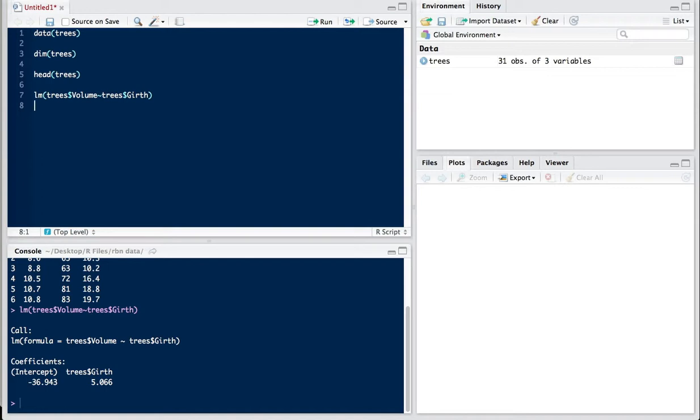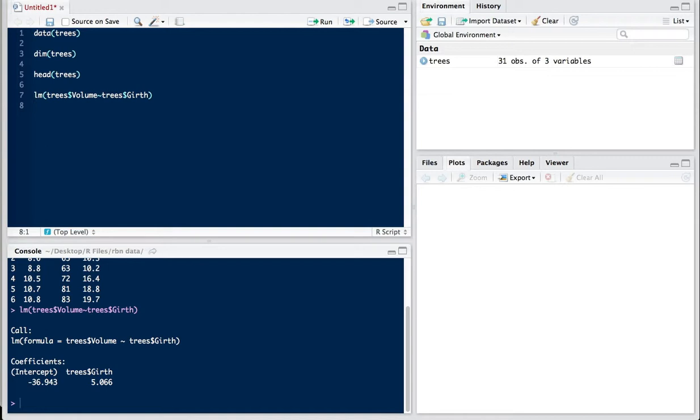What you can see are 2 coefficients. One of them is the y-intercept, which is equal to about minus 36.9, and the second is the slope, which is 5.066. So to estimate the volume of a tree, what I can do is to measure the girth, multiply that by the slope, 5.066, and then add to it the y-intercept. In this case, the y-intercept is a negative number, so I'd be essentially subtracting that value from the product of the slope and the girth.